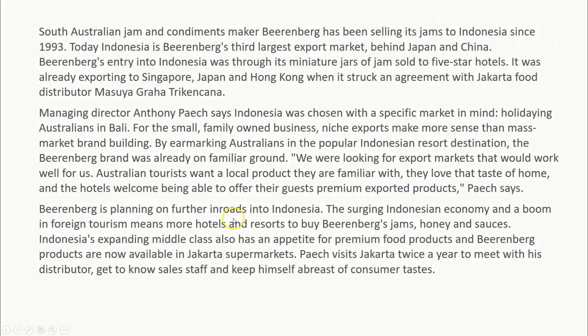So they are planning, of course, on further inroads into Indonesia. Since Indonesia is now growing and booming in foreign tourism, it means that there will be more hotels and resorts who are able to buy their products. So Indonesia is also expanding. There's also a growing middle class, and because of that, obviously, there's an appetite for premium food products. And because of that, Berenberg has made themselves available in the supermarkets. Alright, so this is the case.